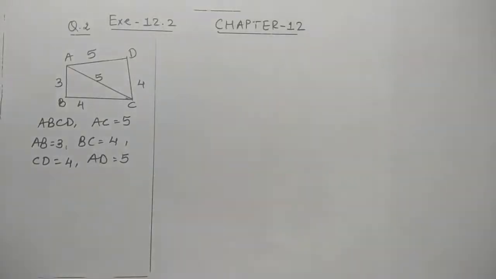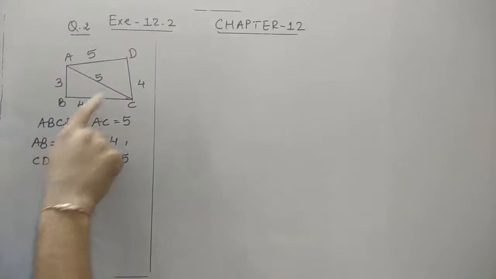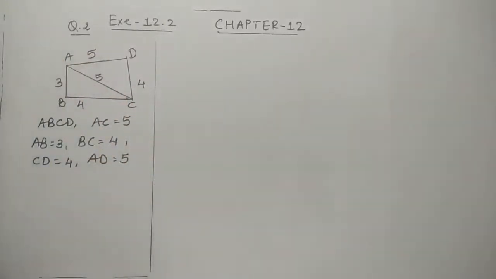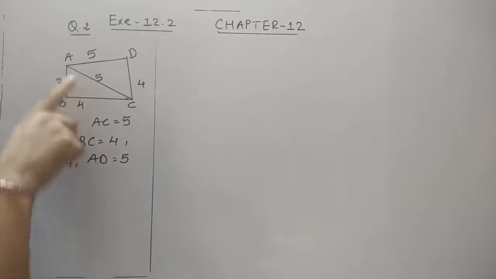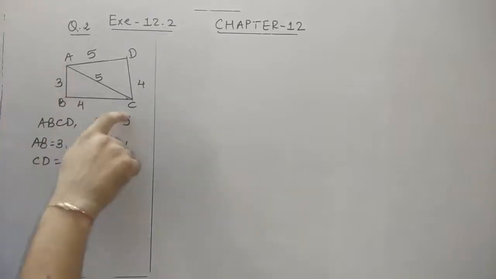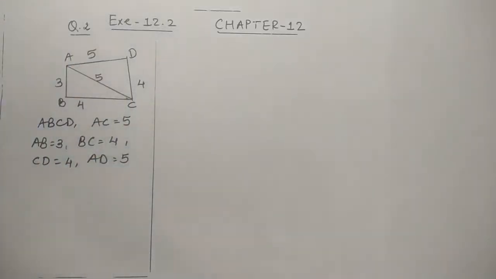Let's see question number 2. This question can be correlated with the first question which we have done. Again, a quadrilateral is given where AB is 3, BC is 4, CD is 4 and AD is 5, as well as AC is given 5. So it is not like the previous question where one angle is given and we have to find out the diagonal. They have already given the length of the diagonal AC here. So again we can find out the area of triangle ABC and ACD.